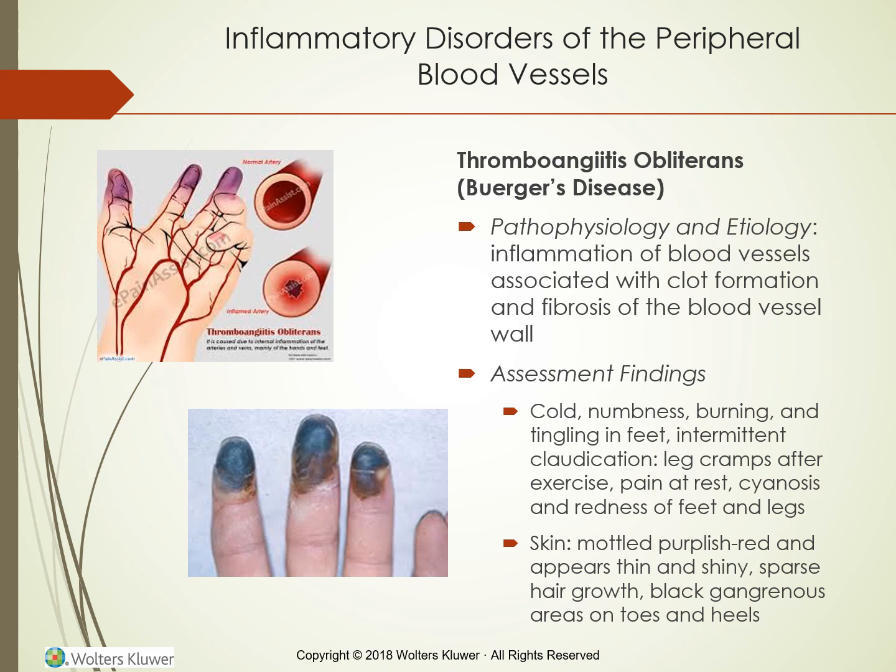Cyanosis and redness of the feet and legs sometimes occur. The skin frequently is a mottled purplish red and appears thin and shiny with sparse hair growth. Shallow, dry leg ulcers in various stages of healing may be seen. Black, gangrenous areas may develop on the toes and heels. The nails are thick. Peripheral pulses are present during rest but diminish or disappear with activity. Capillary refill is prolonged. Doppler ultrasound, IPG, and angiography help to evaluate the location and extent of vessel destruction.